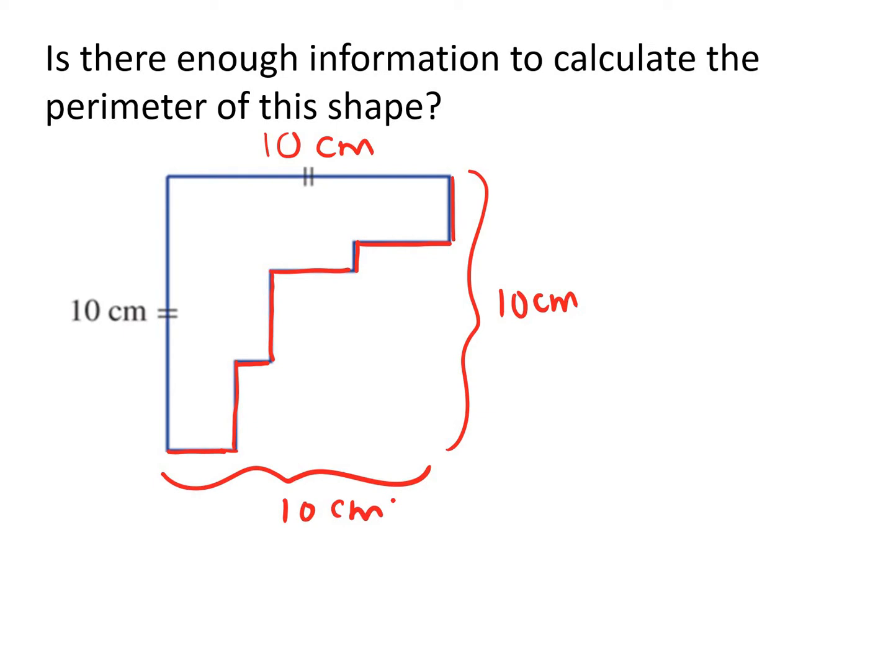So even though I don't know the length of each individual side, I can use a bit of logical reasoning to work out that the perimeter must be 10 plus 10 plus 10 plus 10, or 4 times 10, or 40 centimeters.